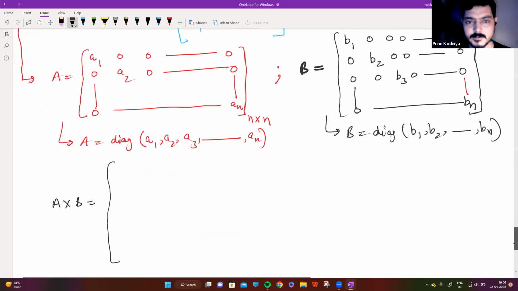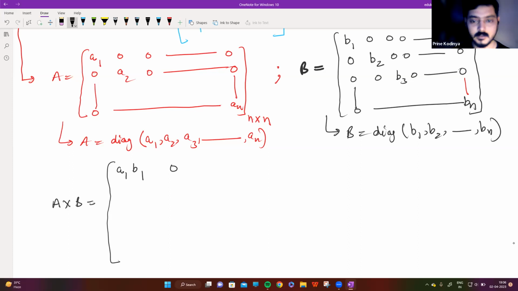If I multiply first row of A with first column of B, this first element gets multiplied with first element, which is A1, B1. And now see, all the other elements are zero. So this is nothing but A1, B1. Now first row gets multiplied with second column. This has A1 into 0, then again, all the subsequent elements are 0. So this is nothing but 0.